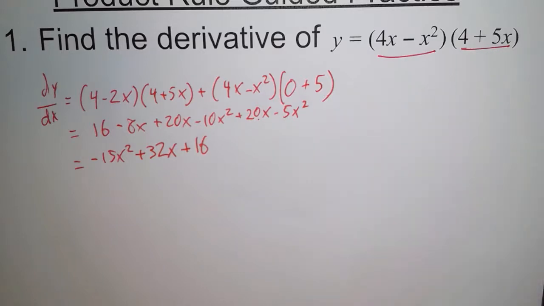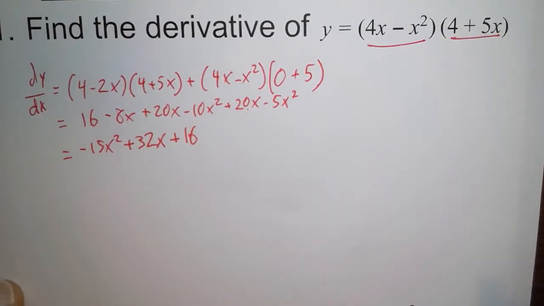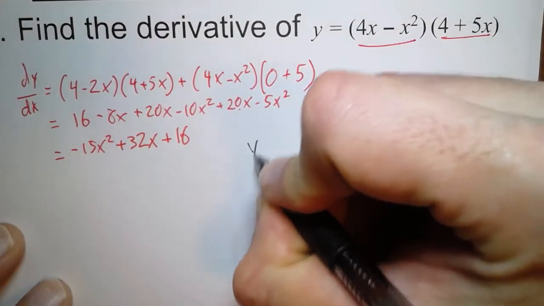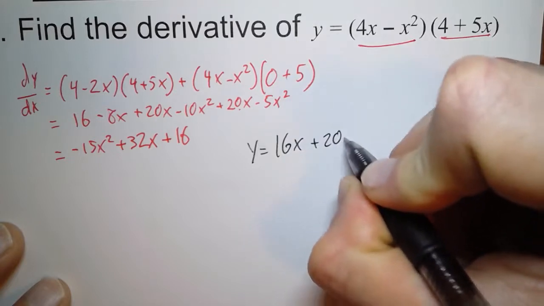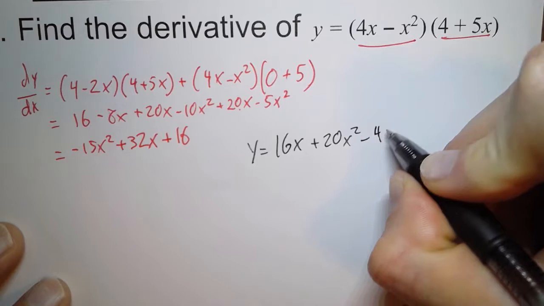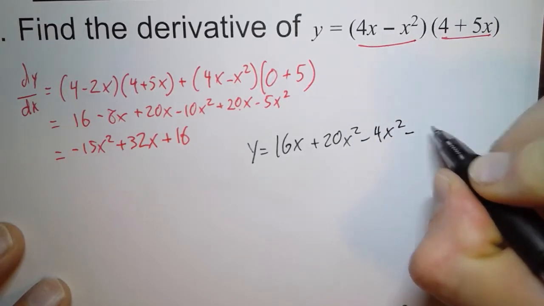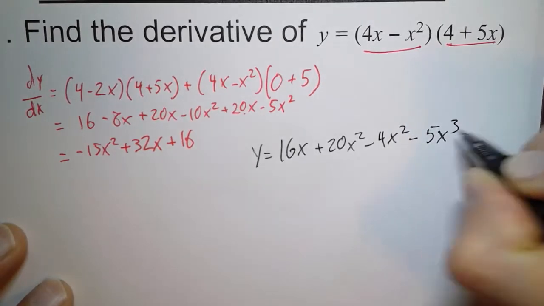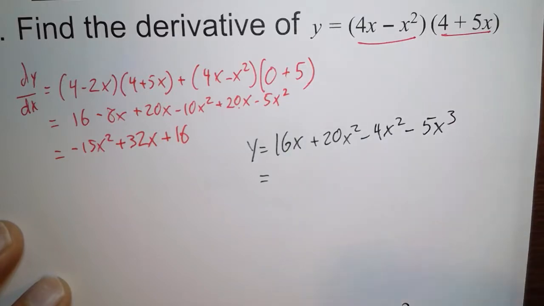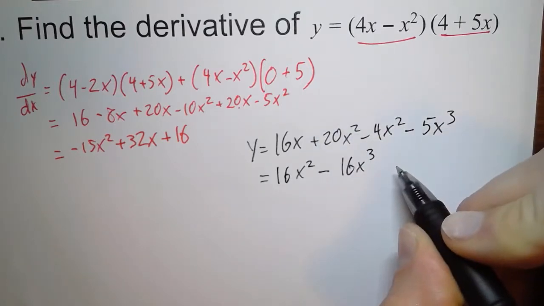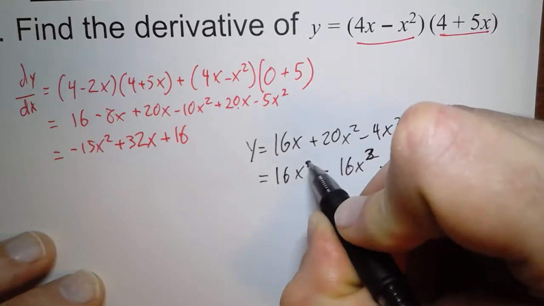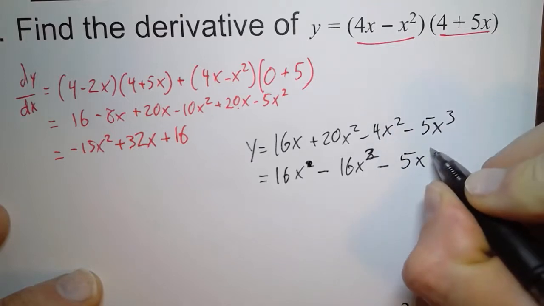Now someone would look at this problem and say, well, why don't you just multiply them together in the first place? And you'd be right. You would definitely be right. Let me show you what that would look like, because you would get the same answer. If we multiply these together, we're going to have 16x plus 20x squared minus 4x squared minus 5x to the third. Now we can simplify this by combining the two like terms in the middle. We have 16x squared, or sorry, 16x plus 16x squared minus 5x cubed.